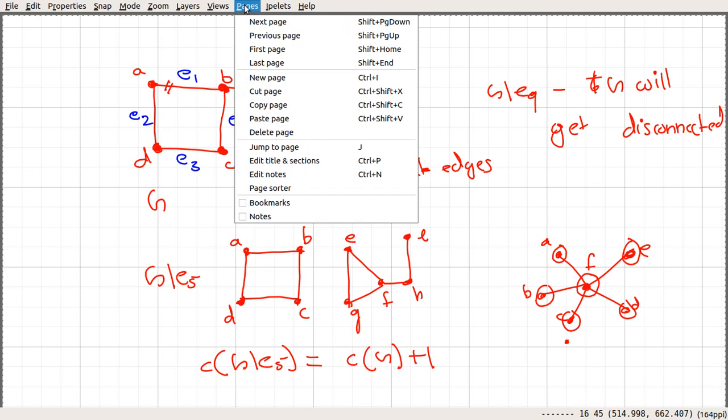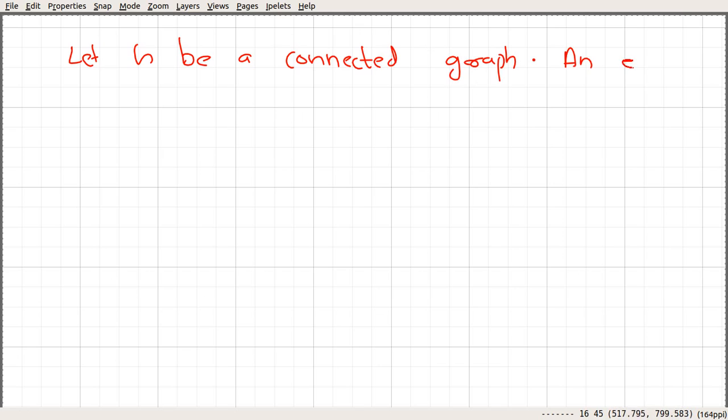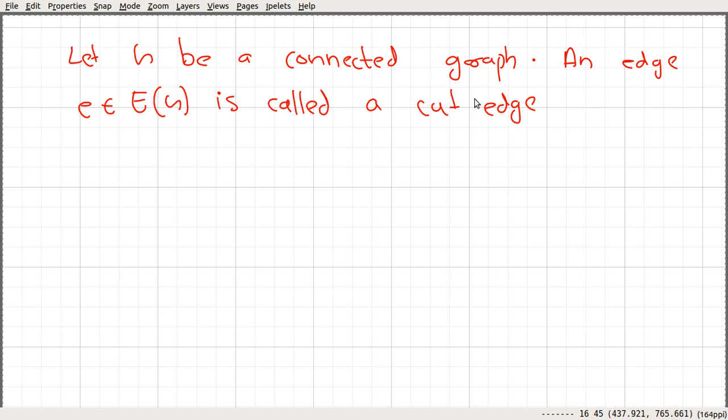Let me give the definition of a cut edge in a connected graph. After that we will look at some properties of these cut edges. So here is the definition. Let G be a connected graph. An edge E, an element of the edge set of the graph G, is called a cut edge if deleting that edge, G minus E, results in a disconnected graph.